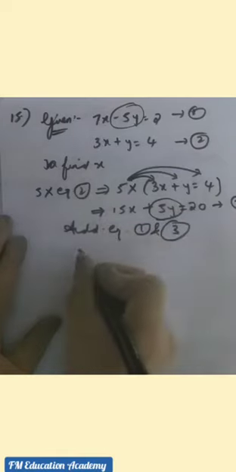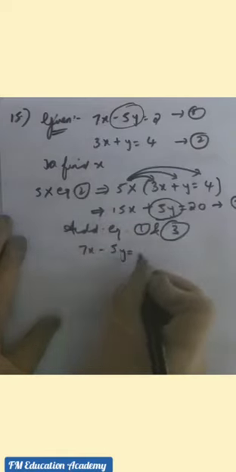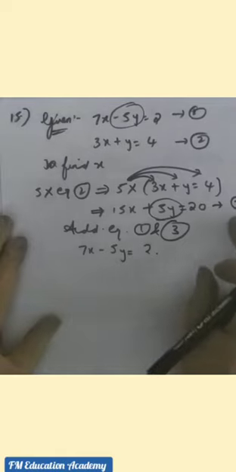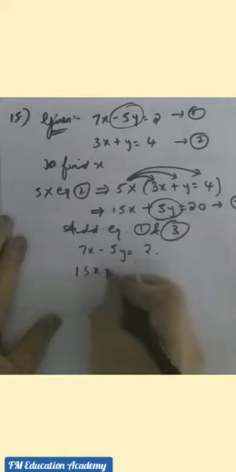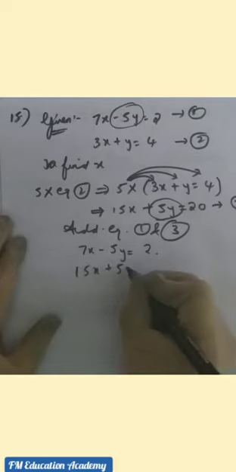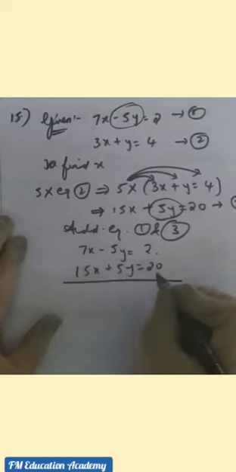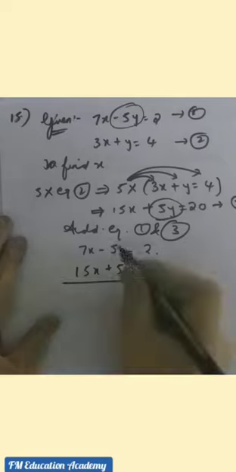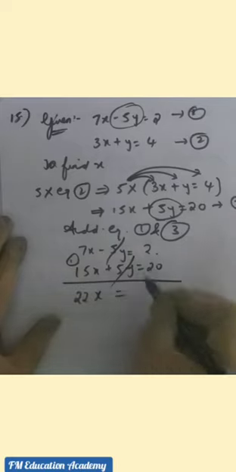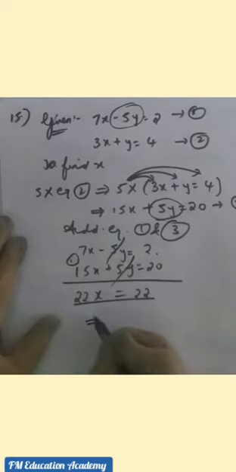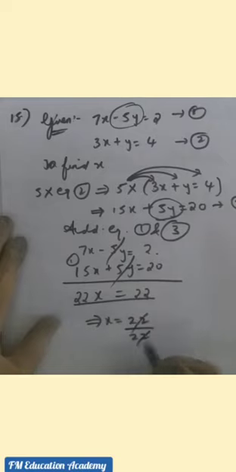So here I have equation 1 is 7x minus 5y is equals to 2. And here I have equation 3 is 15x plus 5y is equals to 20. So what will it be? Plus 5 and minus 5 will get cancelled. 15 plus 7 is 22. And here 20 plus 2 is also 22. So we have x is equals to 22, as it is into 22 if it goes outside, divided by 22. So here also we are getting the value of x as 1.